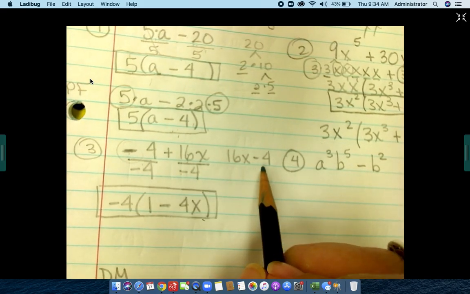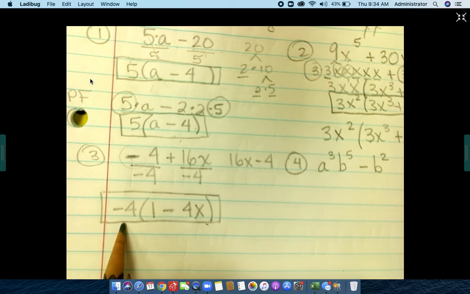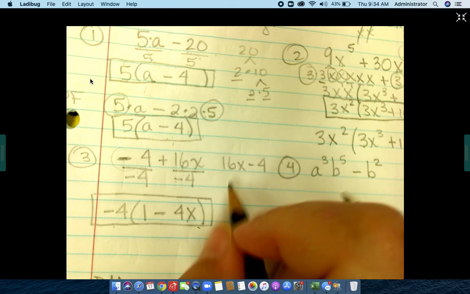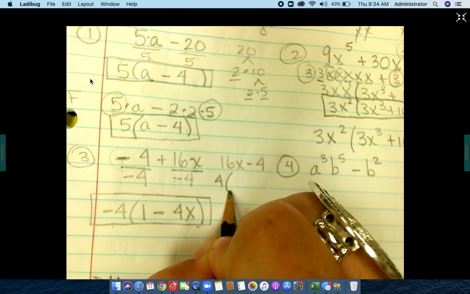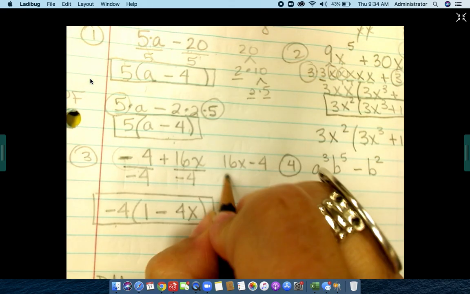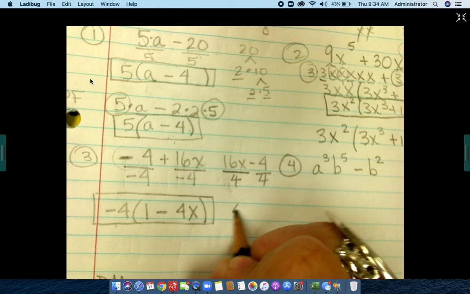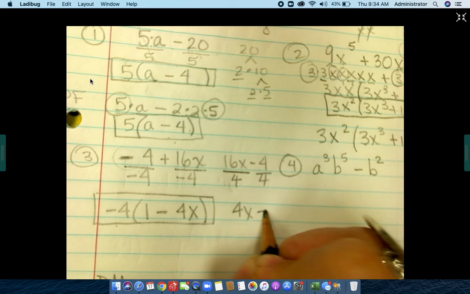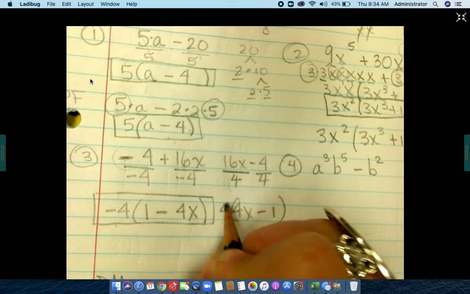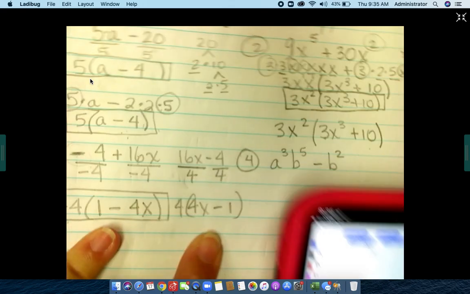Now, if I switch my terms around because I have a positive and negative, then I don't have to worry about having a negative 4 outside because my GCF here would be positive 4. Or actually, let me leave some space. So if my GCF is 4, then when I simplify, I'm going to get 4x minus 1 with my GCF on the outside. So why do these two look different? Well, let's see.